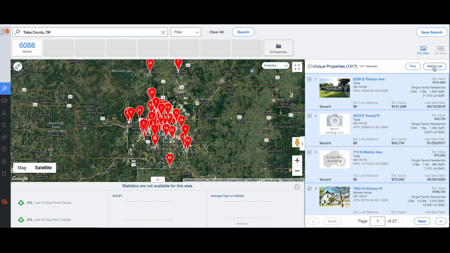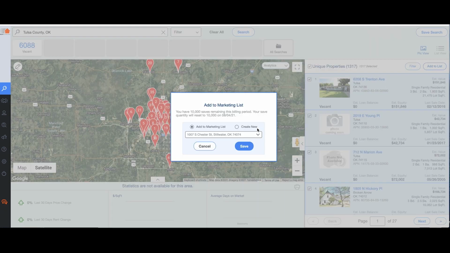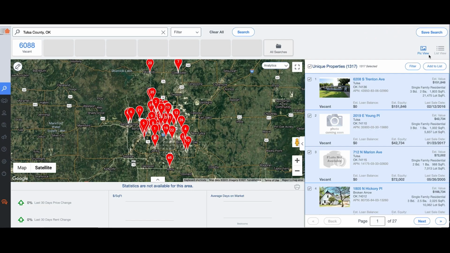And you're going to push add to a list and create a list for yourself. I'm not going to do it because it'll start taking away from the number that I'm allowed every month. But that's how you do it. And then from adding a list, you just choose to export to Excel if you want to take it out of your PropStream account and into another software.